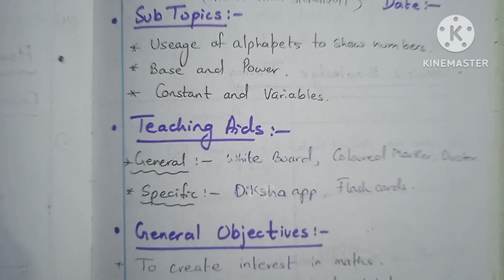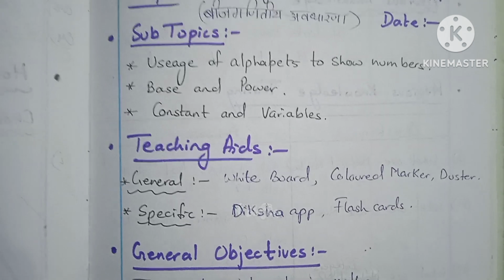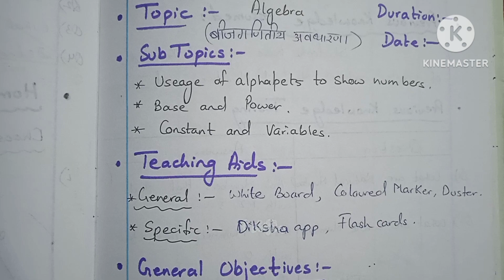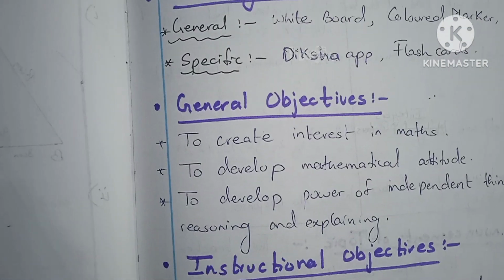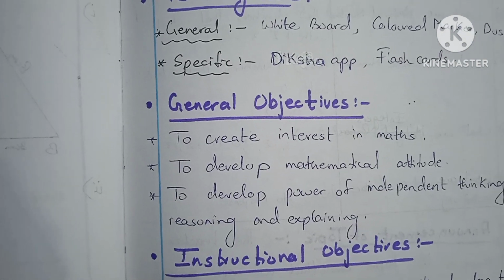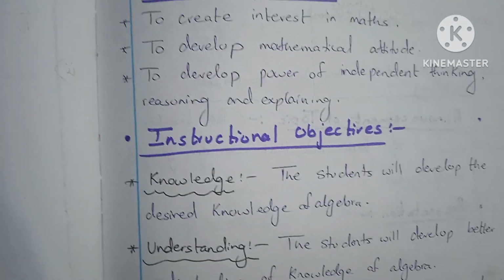The teaching aids over here: in general aids we have whiteboard, colored marker, duster, and in specific aids we have the Diksha app and flashcards. The general objectives are to create interest in math, to develop mathematical attitude, and to develop power of independent thinking and reasoning.